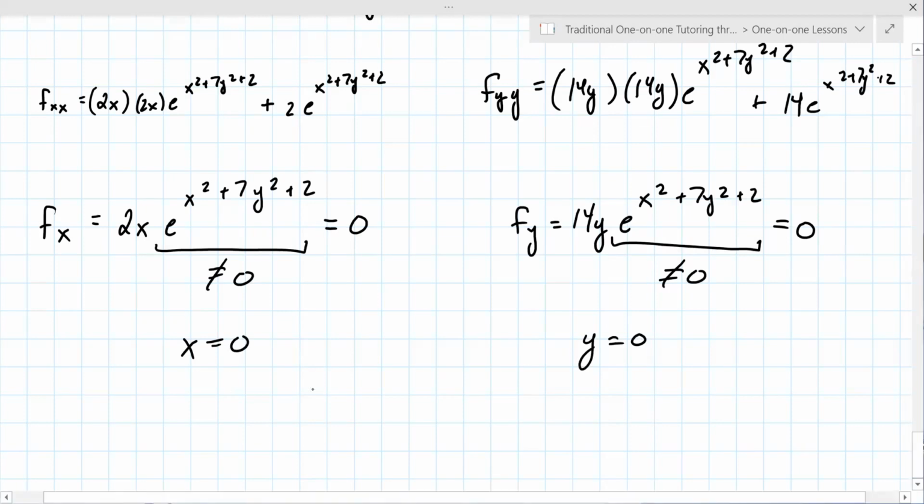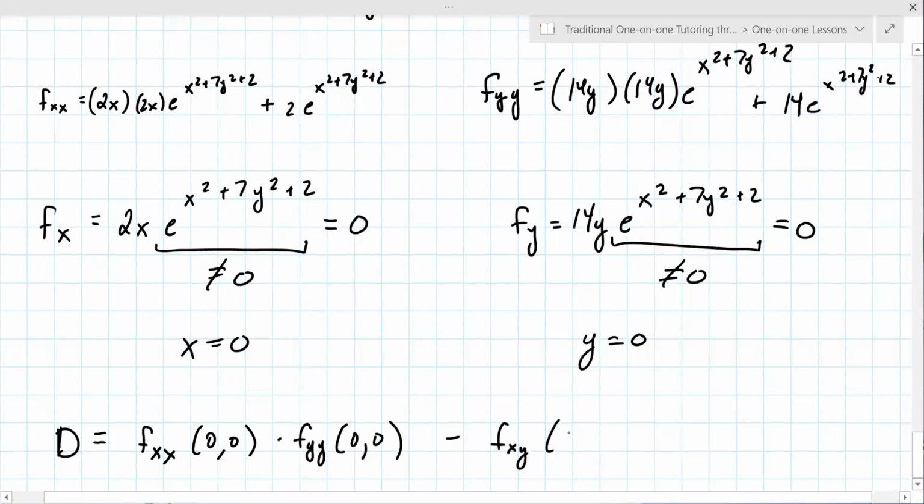This is really good because it allows us to actually evaluate this D again. So your D, you have to do the fxx at 0, 0 times fyy at 0, 0 minus fxy at 0, 0, and then you square that one. So if we go back to fxx up here, 0 out in front, this whole thing goes to 0 because when you put 0 in, here you get 0 plus 0 plus 2 times 2, so you get 2e squared.